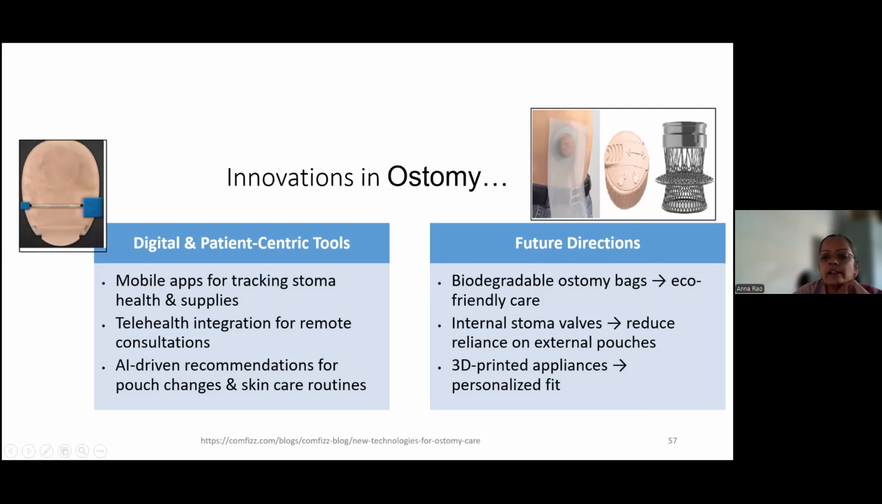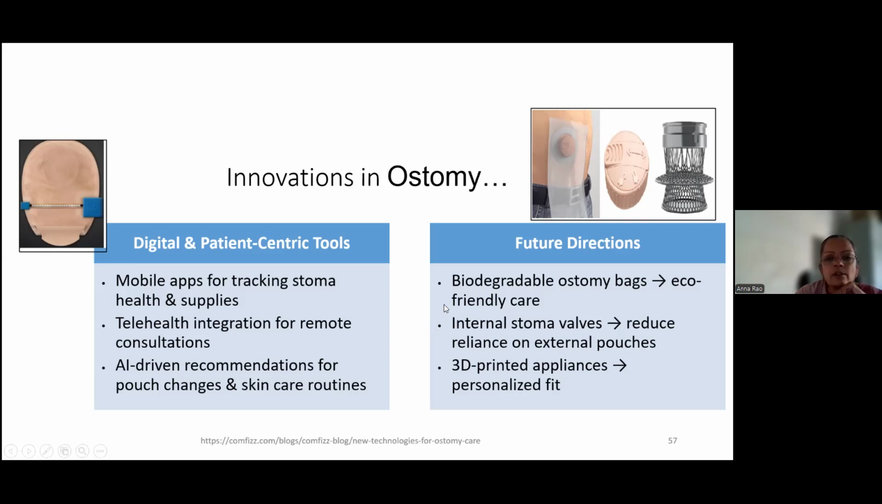Internal stoma valves are also available, so the stoma will close internally and external appliances may not be required. You just have to open this and the content will come out. So that type of material is also available. Whatever is available where we are working, we should be aware of it, so that we can train the students and nurses.